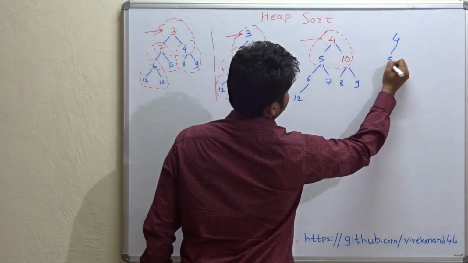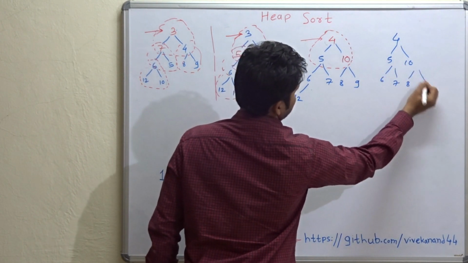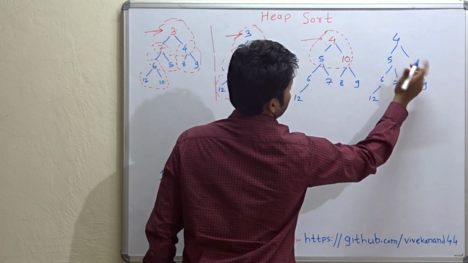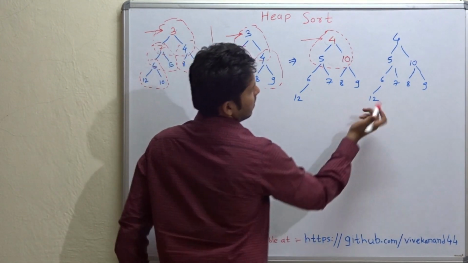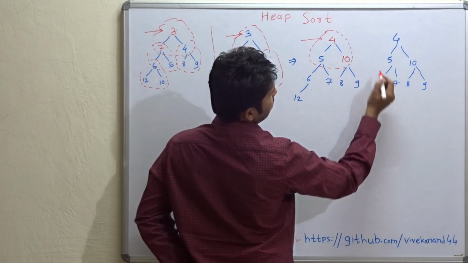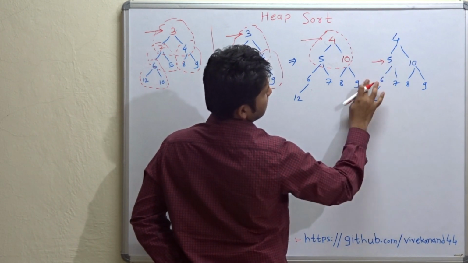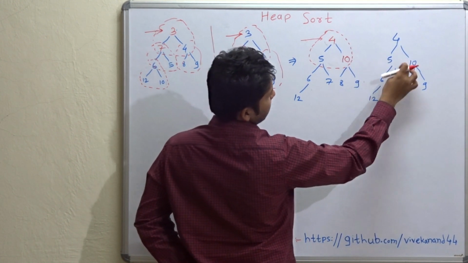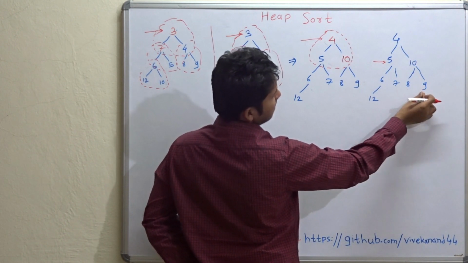Let's first write it clearly, and 12. Let's apply Heapify. 6 is less than 12. All the 3 don't have any child, so no problem. So this level is over. Now let's go to the upper level. 5 is less than 6 and 7. Okay. 10. So at this level 10 is greater than 8 and 9.